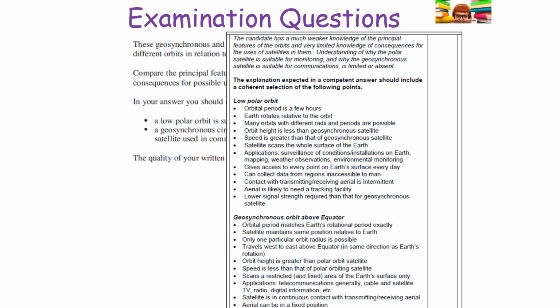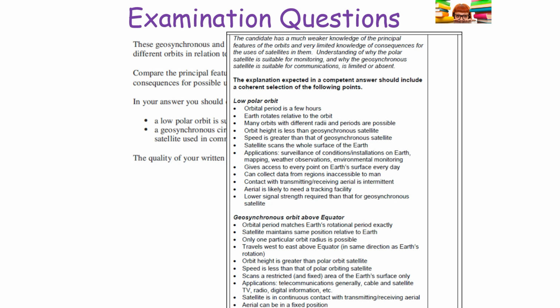Now, what are some applications of the low polar orbits? Well, because the satellite can easily scan the whole surface of the Earth, applications can include surveillance of conditions or installations on the Earth, like Google Maps, for example. You can have weather observations, or you could have environmental monitoring. The important thing to note about low polar orbits is that it gives access to every point on the Earth's surface every day, and it can allow you to collect data from regions inaccessible to humans normally. But the issue you would have is that the contact with the transmitting and receiving area is intermittent because the satellite is continually moving its position relative to the Earth.